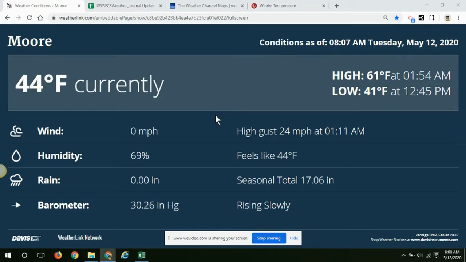Looking at Moore Magnet Elementary in the heart of Winston-Salem Forsyth County Schools. Currently, we're at 44 degrees Fahrenheit. Any winds happening out there? What's interesting, 24-mile-an-hour gusts overnight. That's pretty stout. 69% humidity. That puts it kind of in the middle, so not crazy cloudy out there today. We saw that in the observation.